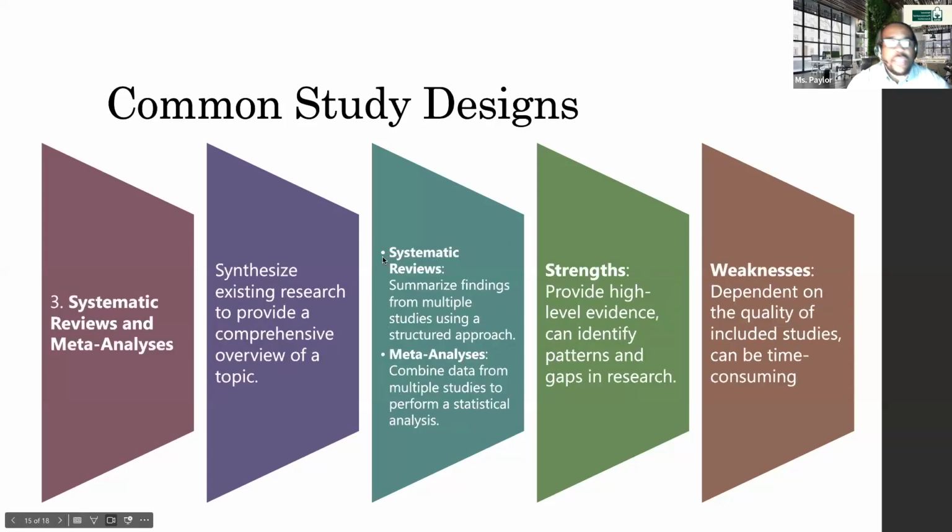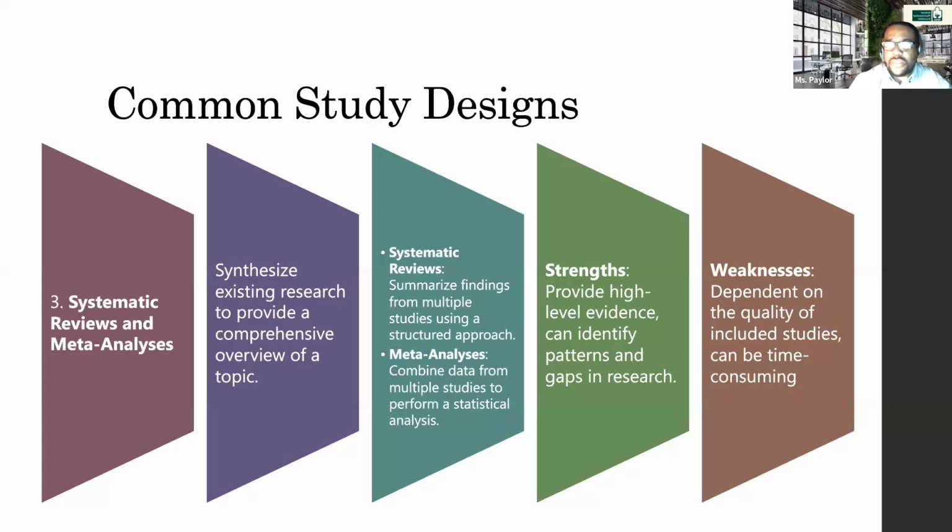Okay, the last one is a systematic review or meta-analysis. These synthesize existing research. So we're looking at a collection of research that's already done to provide a comprehensive overview. We come up with our hypothesis, and then we go out there and look at all the research that has been done on this particular topic to see if statistically it fits our hypothesis or if it explains our hypothesis.